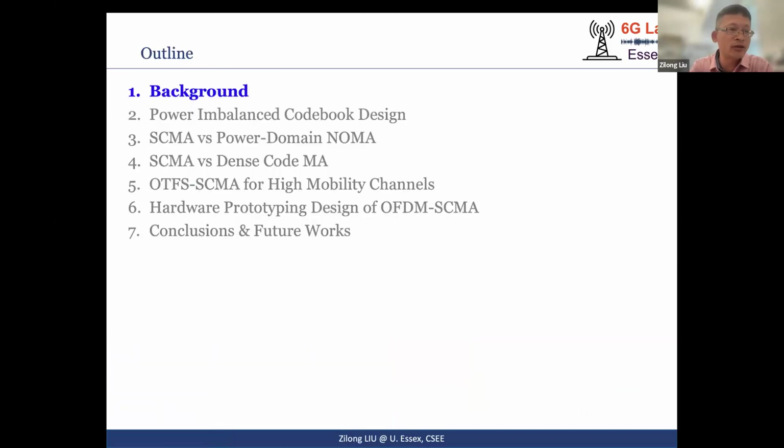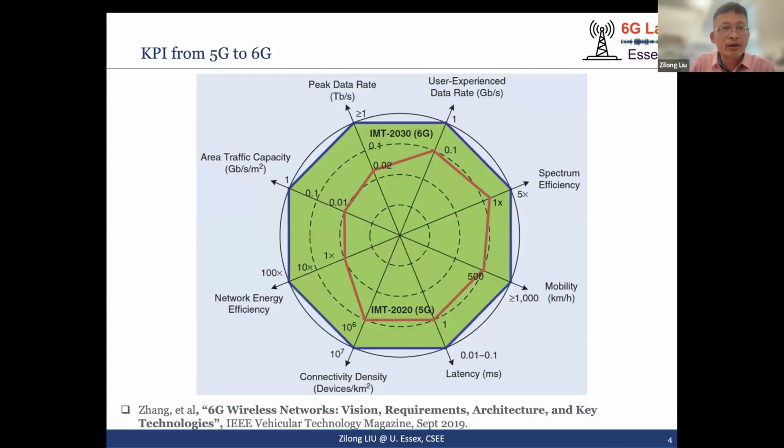This talk is divided into 7 sections. I will first talk about the background of this research. I will introduce the power imbalance codebook design, and I will compare SCMA with the power domain NOMA, and I will compare SCMA with dense code multiple access, DCMA. And I will introduce some of our research on the integration of OTFS and SCMA for high mobility channel. And I will also show some demo based on OFDM SCMA. Finally, I will conclude this talk, and I will show some future directions.